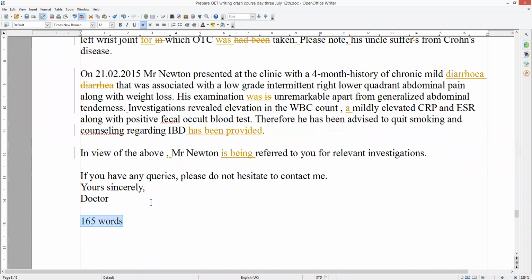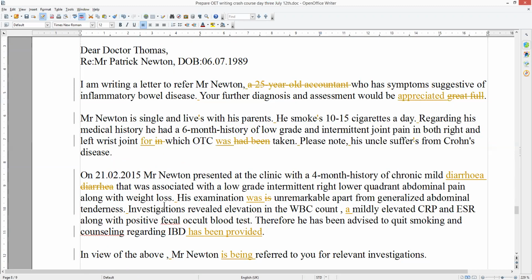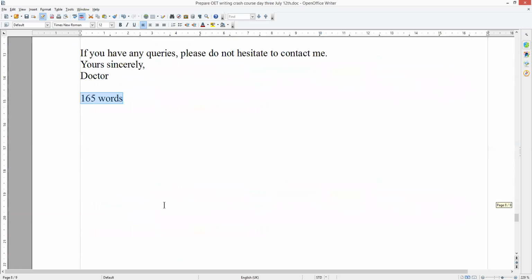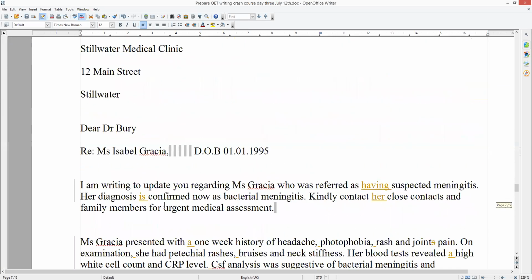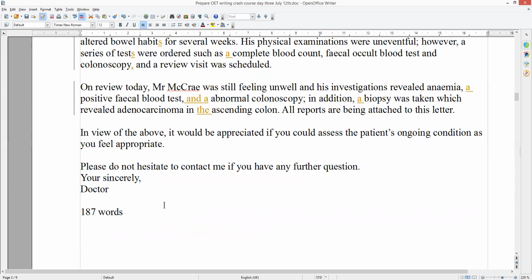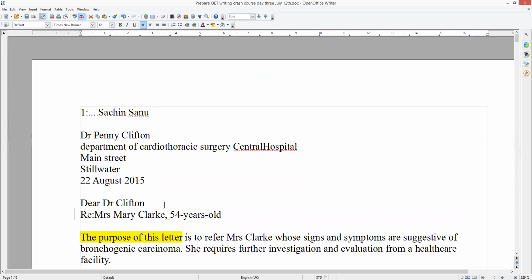Now, again, 165 words, way too short, right? We've got 150, 165, that's too short. That's not enough for this purpose, not enough. Now, that was pretty quick. I managed to get through those.